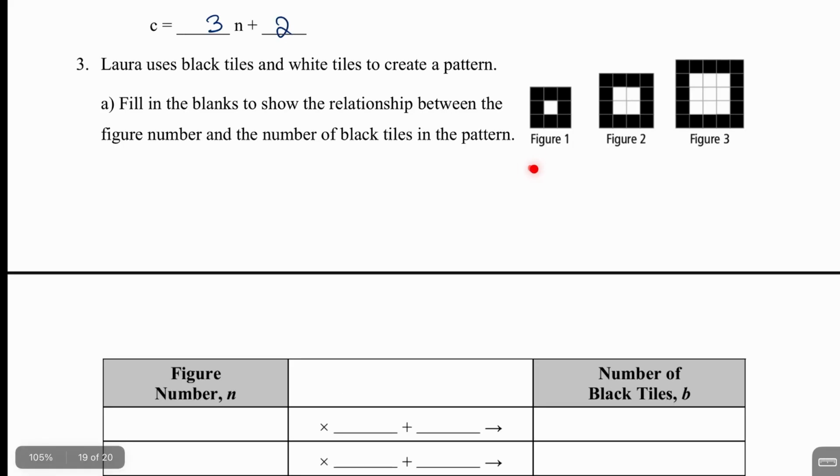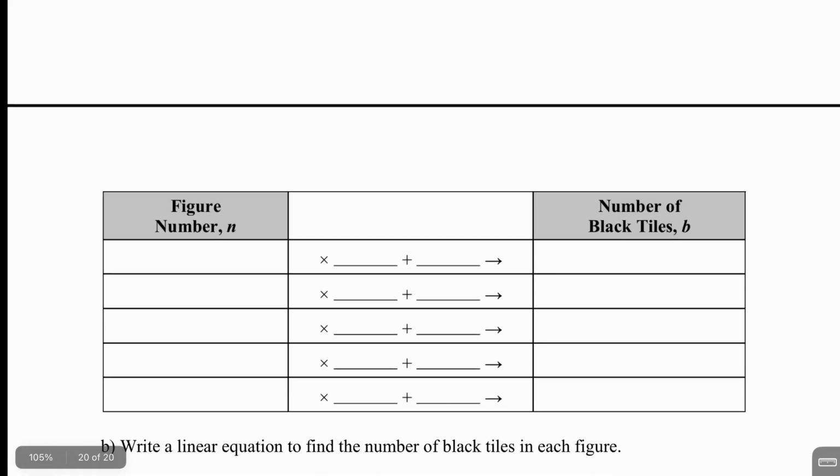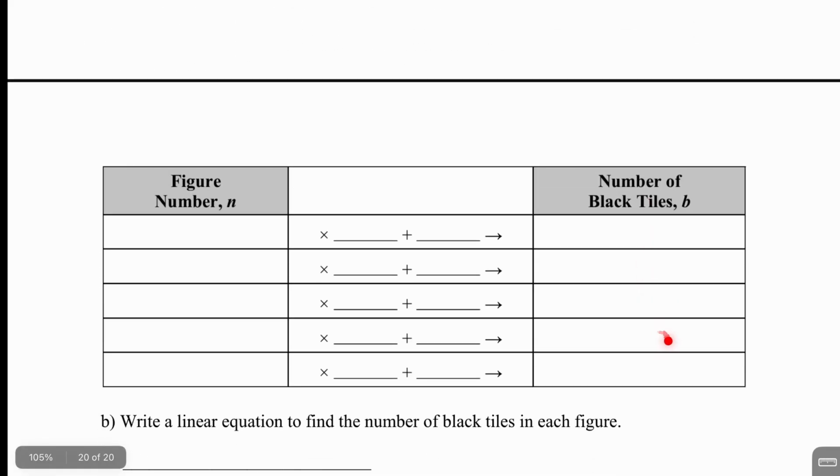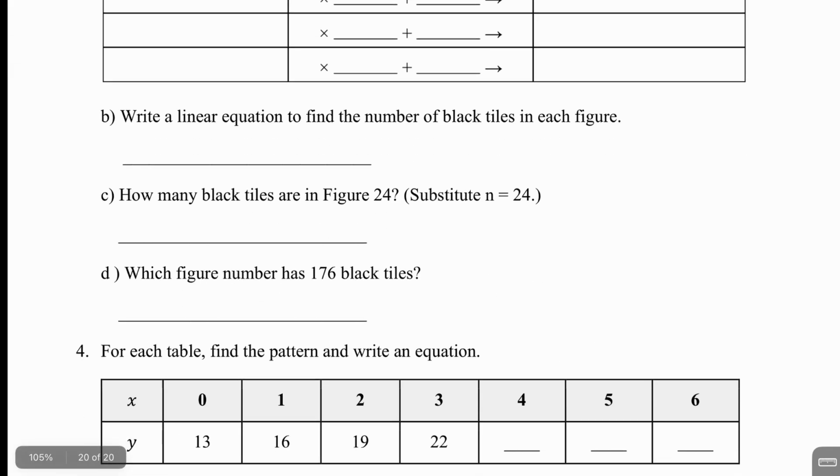Actually, we have only 3 figures. So you must be able to complete the last two columns without the help of a figure, because there is a pattern in the number of black tiles. After identifying the pattern, you have to write down the remaining two terms and complete this table. And here you have to write down the linear equation.